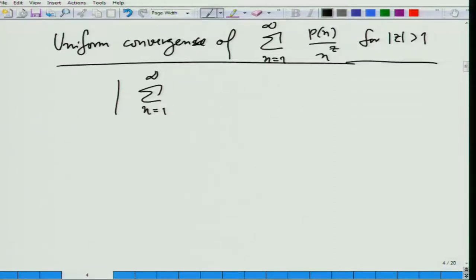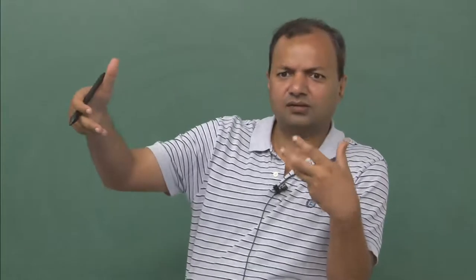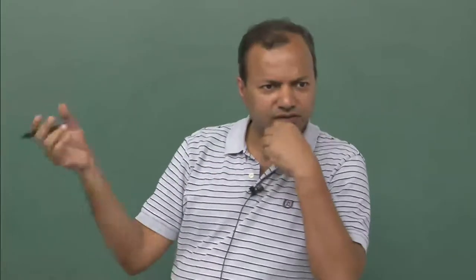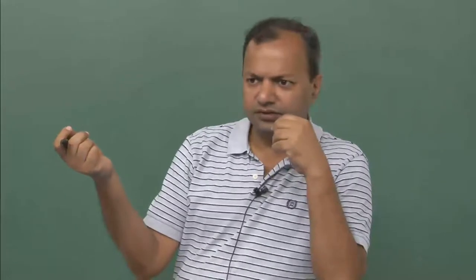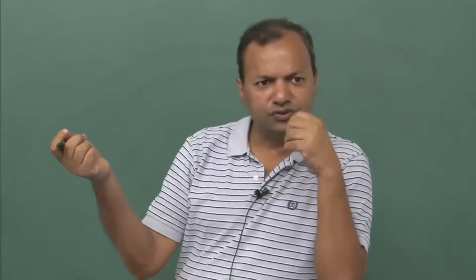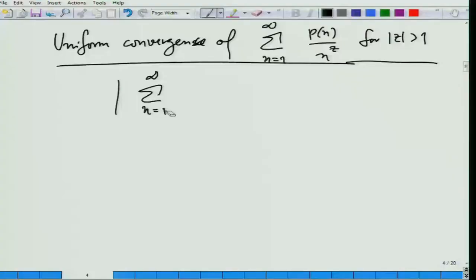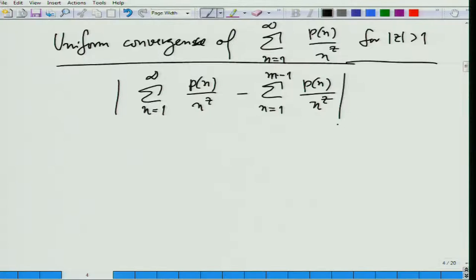By the way, what is the condition for uniform convergence? You take any finite sum and subtract it from the infinite sum, take the absolute value, and the difference between the two is a value which goes towards 0 as the length of the finite sum increases. So, let us say you take the sum n equals 1 to infinity p n by n to the z and subtract from it the sum n equals 1 to m minus 1 p n over n to the z, and look at the absolute value.